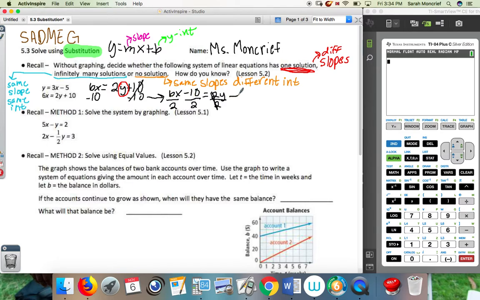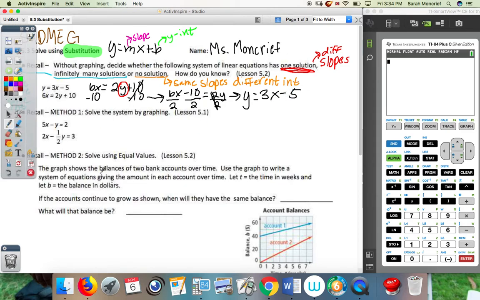And then we'll simplify. So what is 6x divided by 2? All right, and just so that way with consistency we have the y in the front, I'm going to put y equals. So what is 6x divided by 2? That is 3x. And what is negative 10 divided by 2? That is negative 5. All right, so now that this is written in slope-intercept form, we can go into actually looking at how many solutions they have.